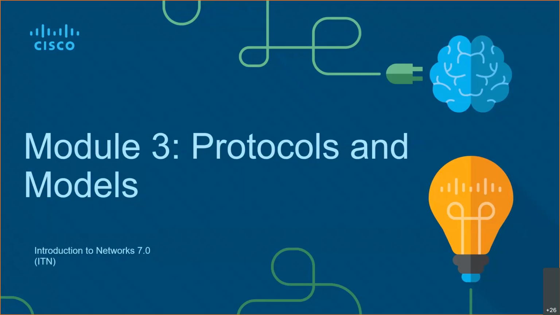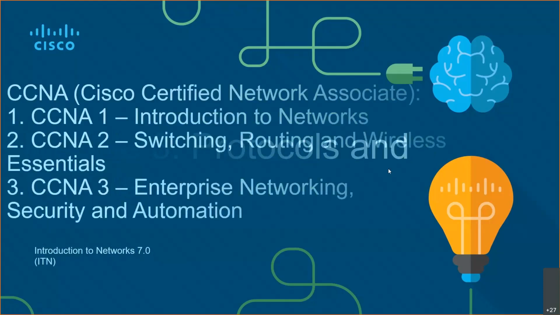So we are here gathered doing our CCNA lab. The CCNA that we're doing is Cisco Certified Network Associate, consisting of 3 levels. The first level is called Introduction to Networks. The second level is Switching, Routing, and Wireless Essentials. The third level, the final level, is Enterprise Networking, Security, and Automation. These are the 3 levels to get your CCNA certificates. So we are here gathered doing level 1, Introduction to Networks.